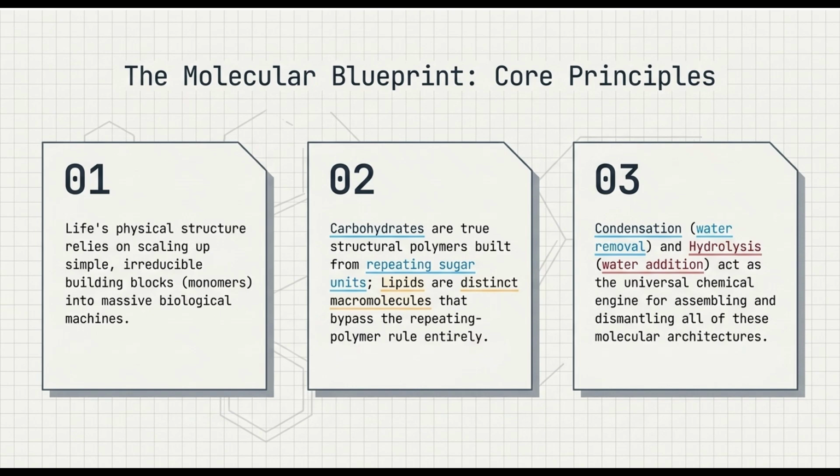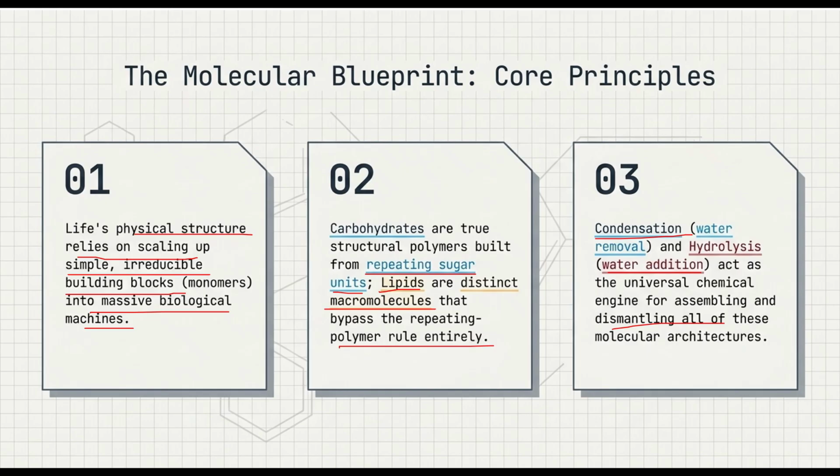So to conclude, biological molecules are built by assembling small units into larger complex structures, right? So what we have learned so far: first, life's physical structure relies on scaling up simple, irreducible building blocks, right? Like monomers into massive biological machines. And carbohydrates are true structural polymers built from repeating sugar units. And lipids are distinct macromolecules that bypass the repeating polymer rule entirely. And then condensation, that is the removal of water, and hydrolysis, the addition of water, act as the universal chemical engine for assembling and dismantling all these molecular architectures.